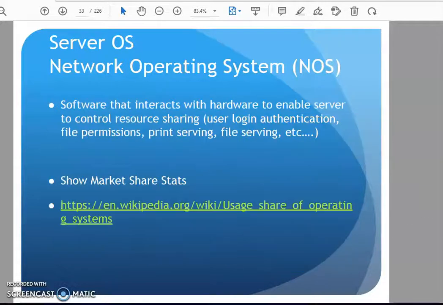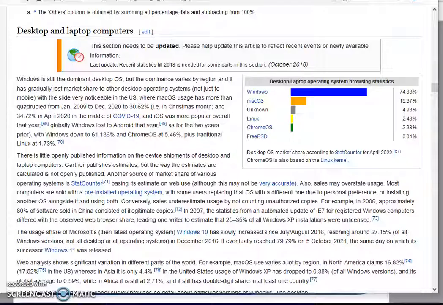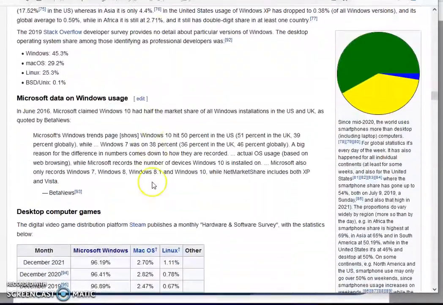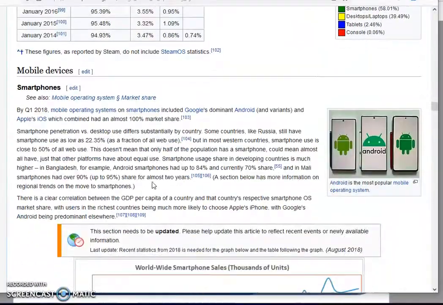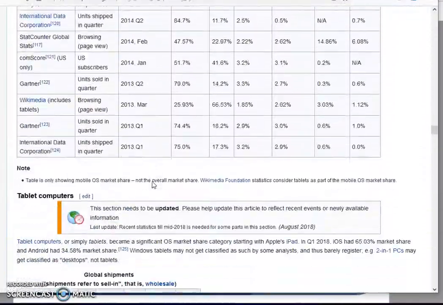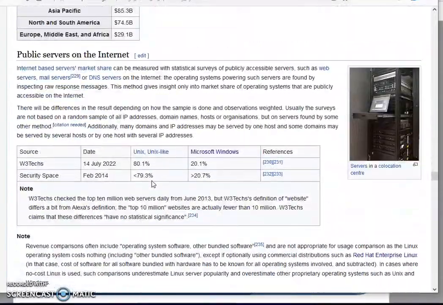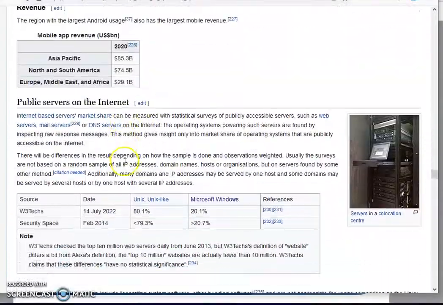When I move into the server world, let's go back to our market share, usage share of operating systems. Okay, I'll go back here to that. Here's my desktop, laptop computers. I'm going to keep going. Computer games, mobile OS, okay, I'm going to keep going. Tablets, keep going. Public servers on the internet. So these are ones like web servers, mail servers, DNS servers that are connected out to the internet.